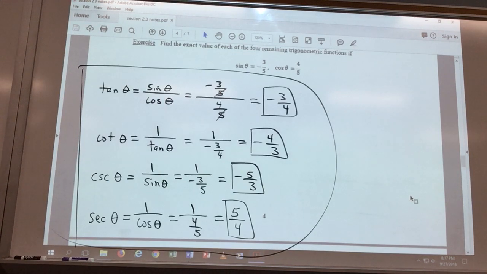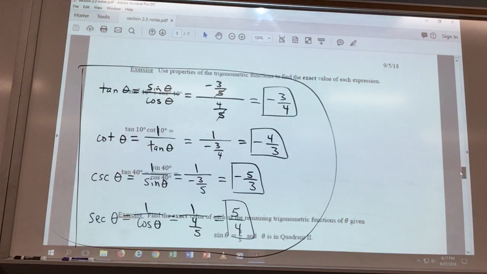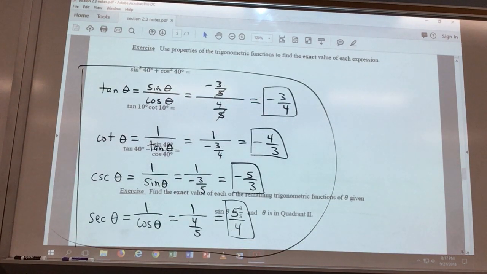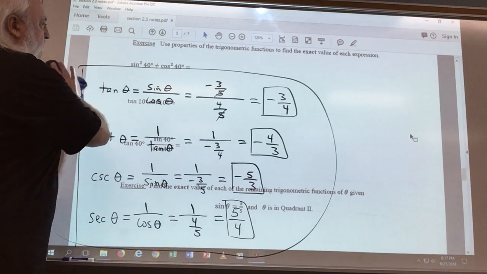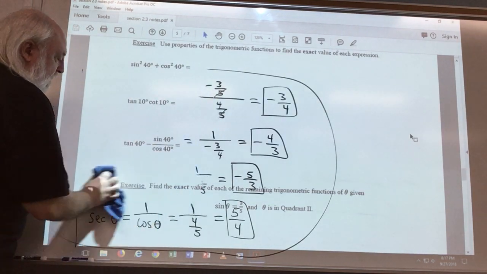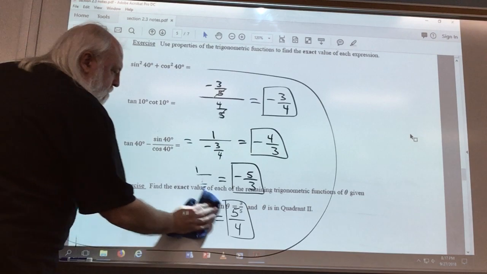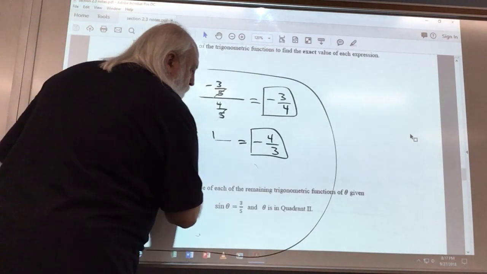Okay? If you flip over to page 5, we're going to use some more identities to evaluate some trigonometric expressions. In the first one, we've got to find the sine of 40 degrees squared plus the cosine of 40 degrees squared. What's that equal to?